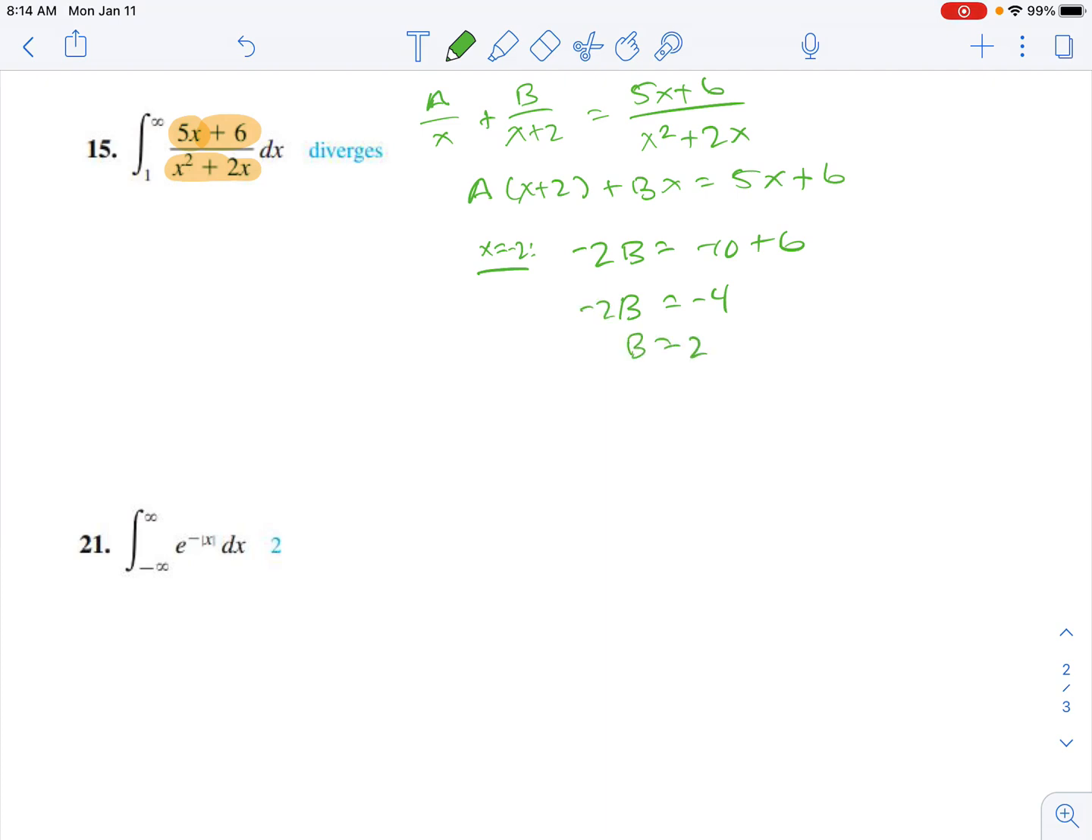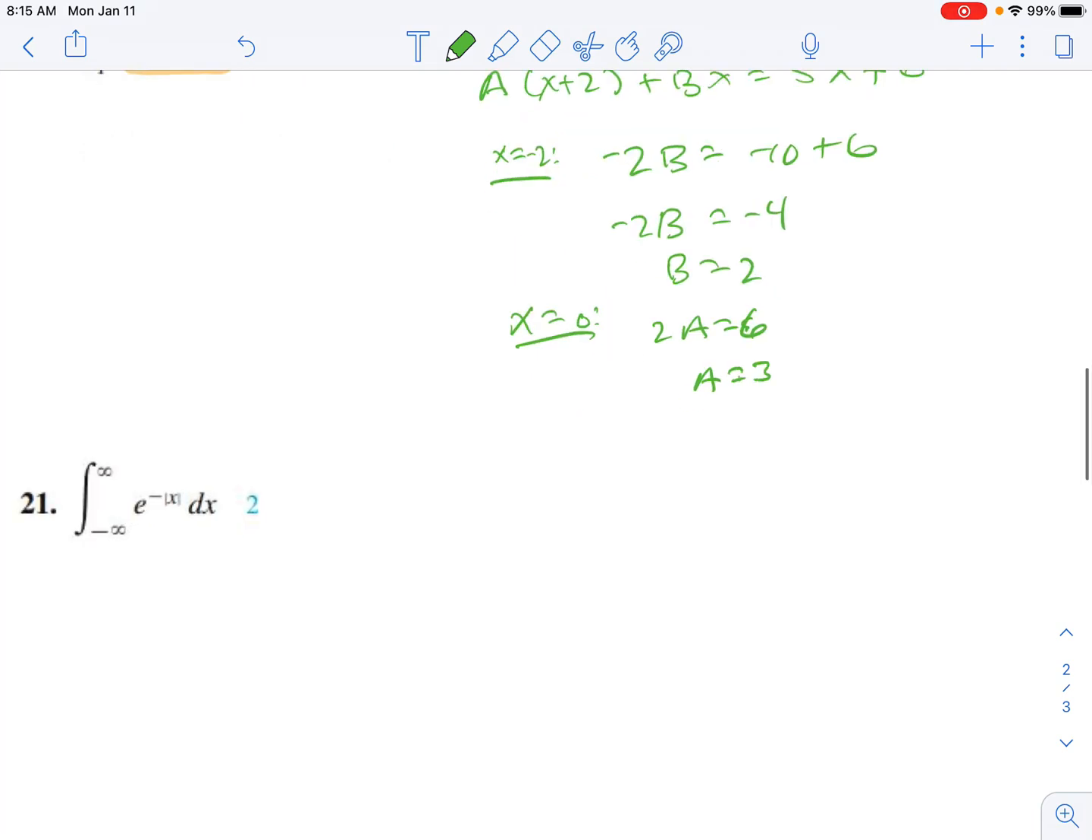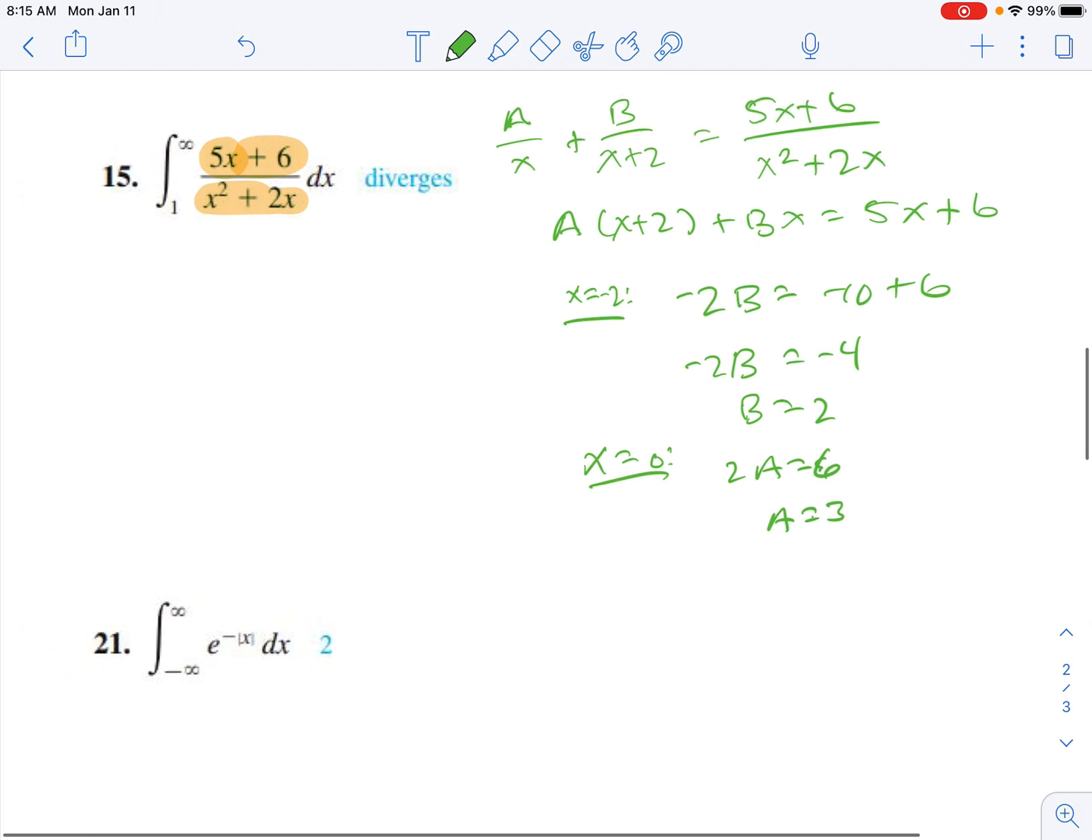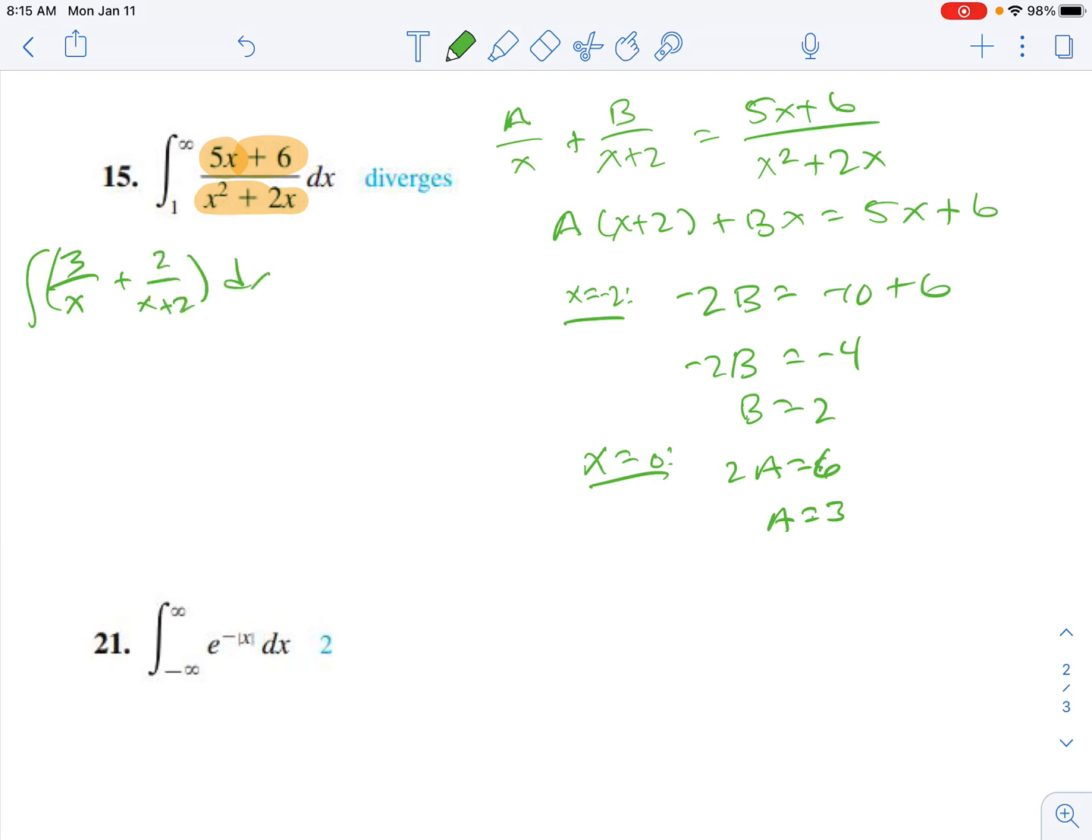And then if we plug in x equals 0, we get 2A equals 6, so A equals 3. So we can go ahead and say that we have the integral of 3 over x plus the integral of 2 over x plus 2 dx.